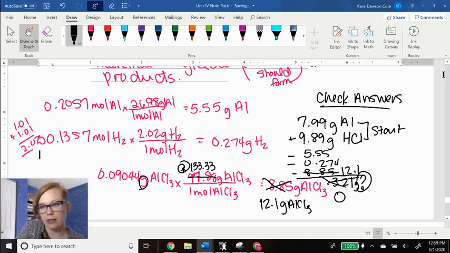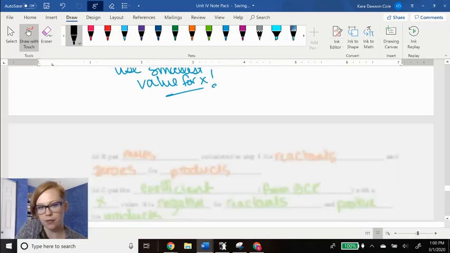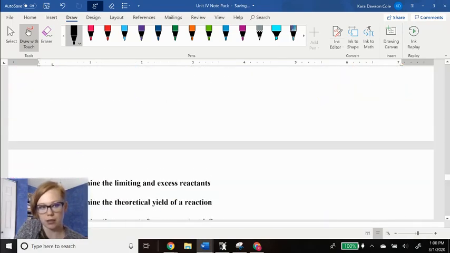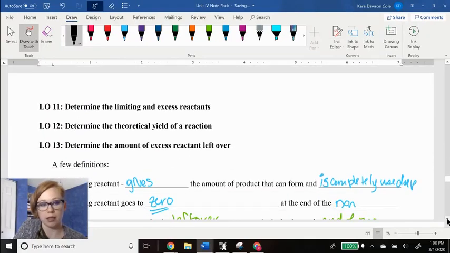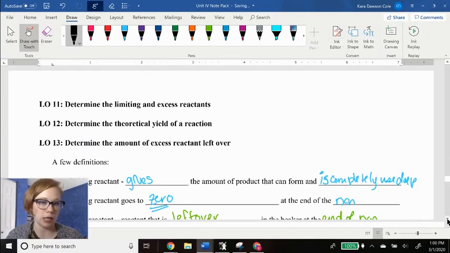So that was learning objectives 11, which was to determine the limiting and excess reactants. Learning objective 12, which was to determine the theoretical yield of a reaction. And learning objective 13, which was to determine the amount of excess reactant left over. It's all done in one big problem.